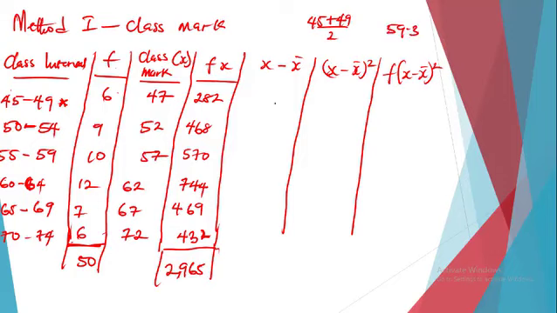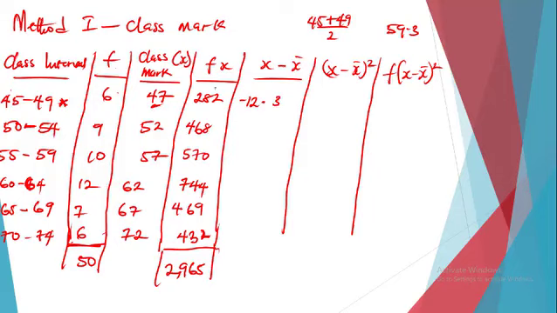We have our answer to be 59.3. So we now have x minus x bar. X minus x bar. So this is our x. 47 minus 59.3, and that will give us minus 12.3. Is that correct?